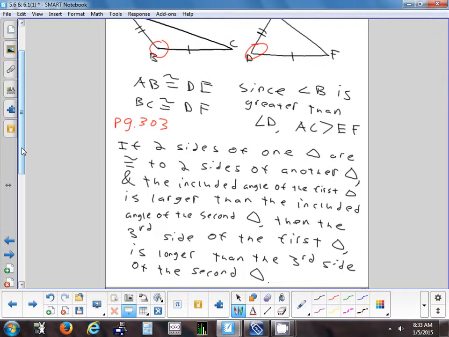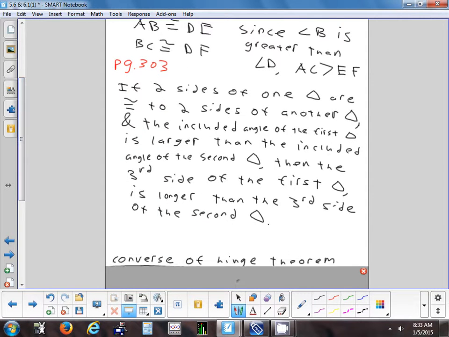Okay? So again, if two sides in one triangle are congruent to two sides of another, and the included angle in the first triangle is bigger than the included angle in the second, then the third side of the first triangle is bigger than the third side of the second. That's the Hinge Theorem. It's a lot to explain, but the basic idea is think of that hinge. And below that, just write down that the converse is also true. The converse would be if you took the if and the then and you switched them. But it's going to be a lot to rewrite all that.